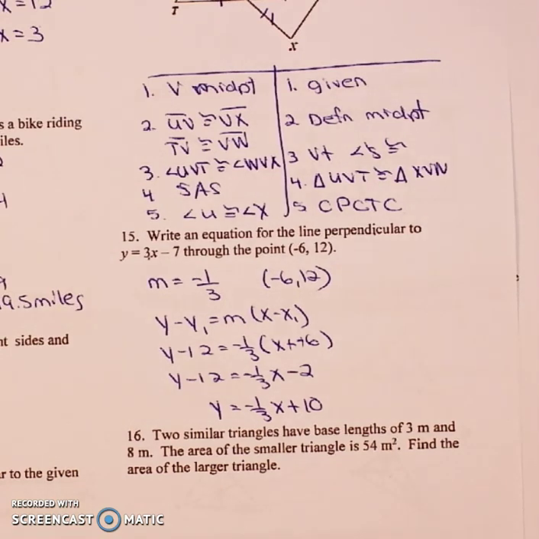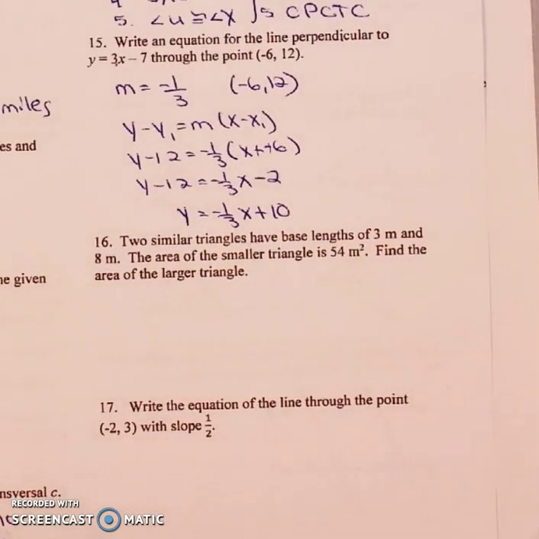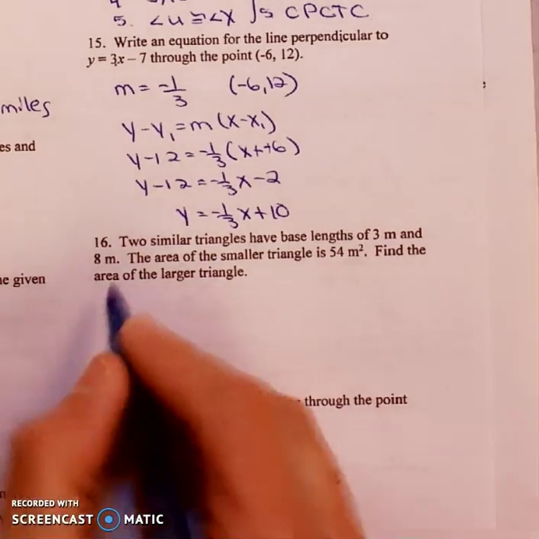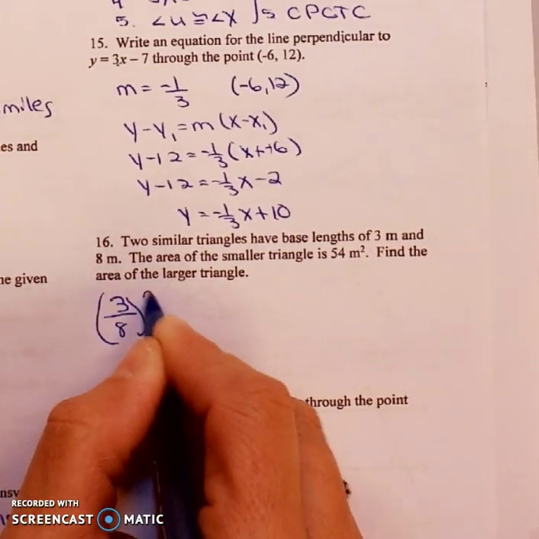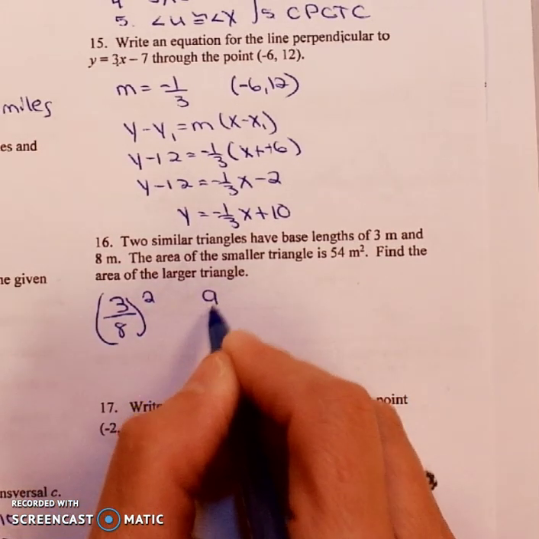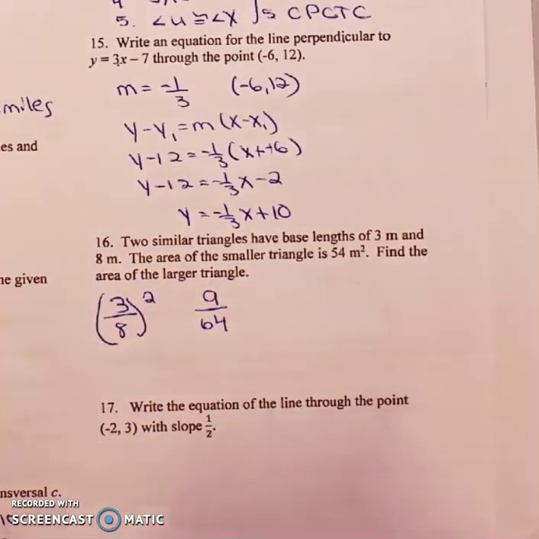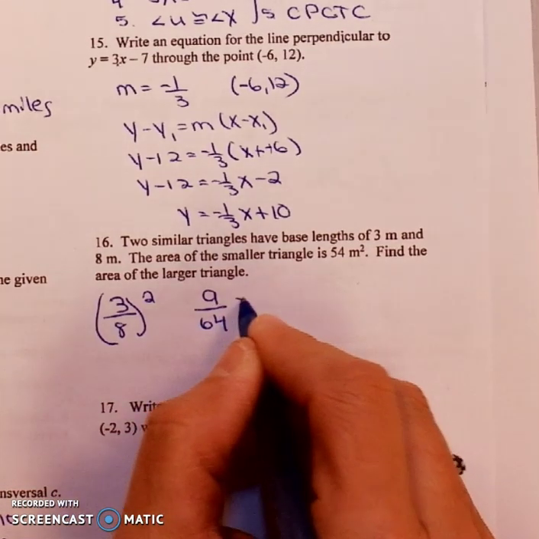Alright, 16. It says we have two similar triangles that have bases 3 and 8, and we have to find eventually the area of the largest. Well, if their similarity ratio is 3 to 8, to get to their area ratio, we need to square that. So the ratio of their areas would be 9 over 64.